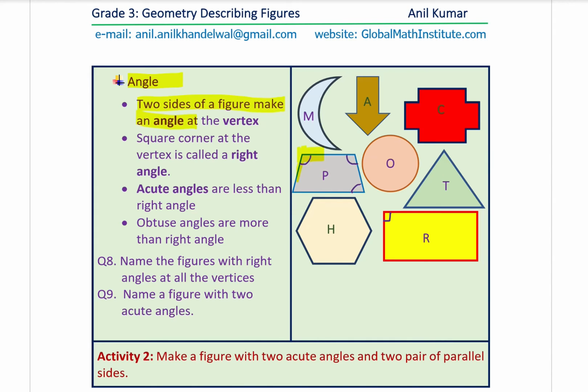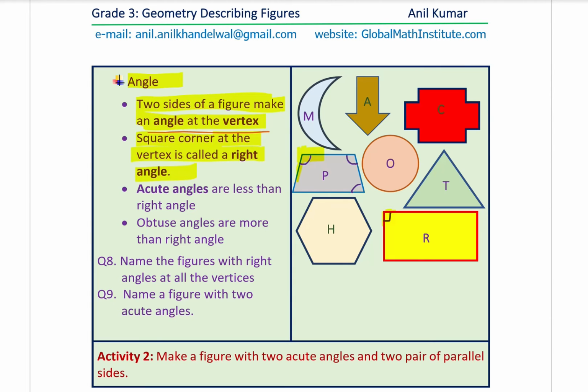So now, two sides of a figure make an angle at the vertex. The important thing is that an angle is formed at the vertex only, right? So we make angles at the vertex when we are talking about figures. Now, another important thing is the square corner. So what is a square corner? Something like this. A square corner at the vertex is called a right angle, right?